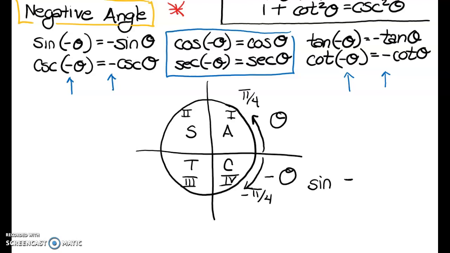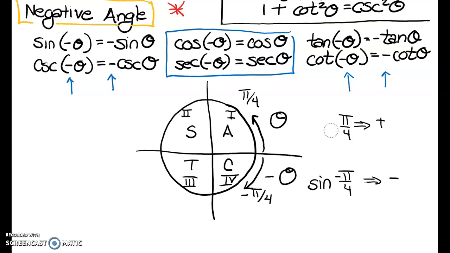But if I take a look at the sine of, here, let's write this out, negative pi over 4, that's going to be a negative value. But if I take a look at the sine of pi over 4, that's going to be a positive value. Okay, so that's why for sine, if you take the sine of a positive angle, it has the opposite sign of if you take it of a negative angle. Okay, so why is cosine a little bit different?